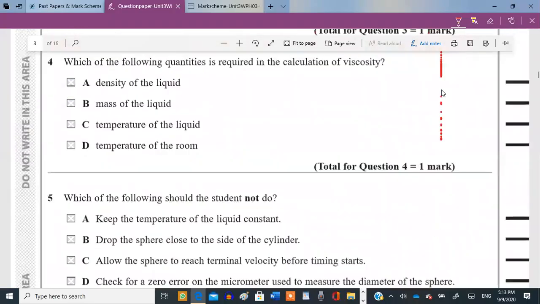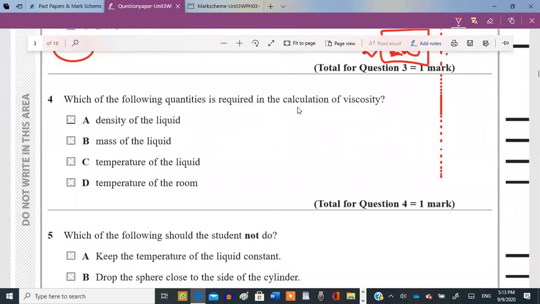Now question 4. Which of the following quantities is required to measure for the calculation of viscosity? Remember Stokes' law, F is equal to 6 pi eta r times velocity. r is the radius, v is the velocity, which is the terminal velocity actually. So we need the viscosity. Viscosity means this eta. So for eta we just need this r and the terminal velocity.